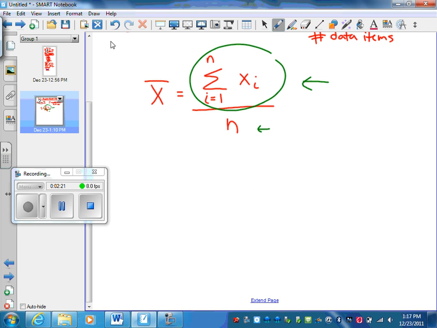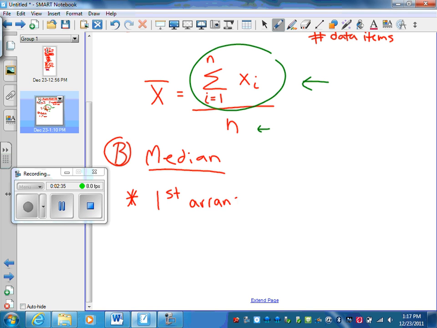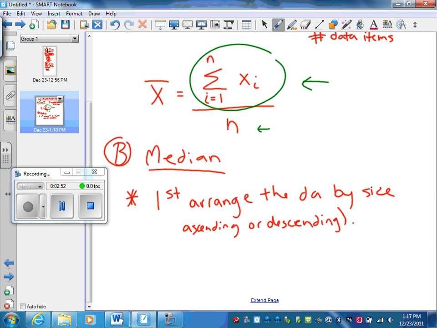Next up, we have median. The other word for median is middle. So the very first thing we have to do whenever we do median is we must first arrange the data by size, in ascending or descending order. We've got to put them in order.